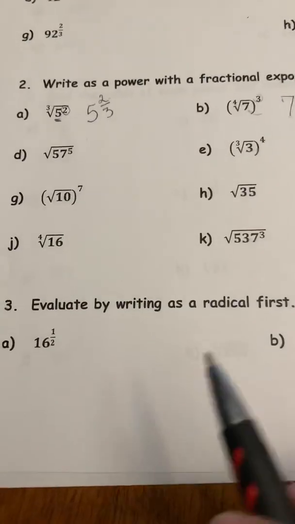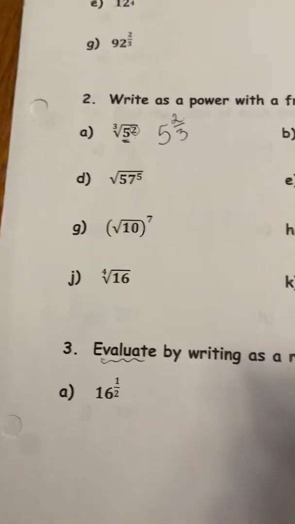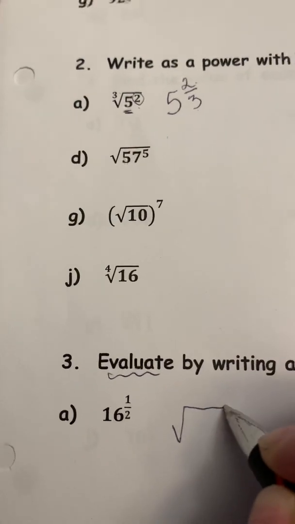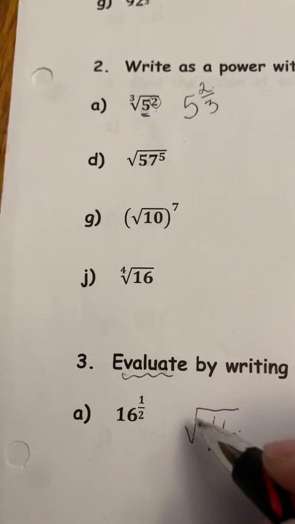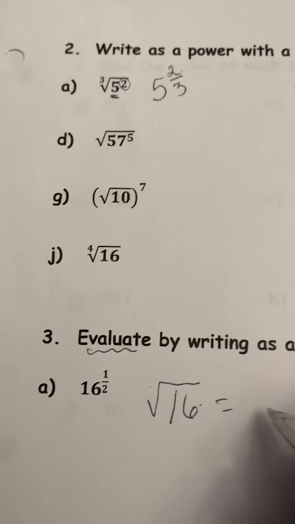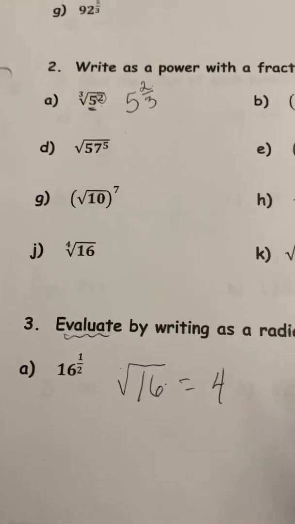Okay, this one says now we're going to evaluate. So this means come up with an answer. Okay, and we always do that by writing it as a radical. So I'm going to write it radical 16. It's just simply a square root. What's the square root of 16? 4. Okay, don't let this be overwhelming. It's just not that hard, right? Just got to think about it.